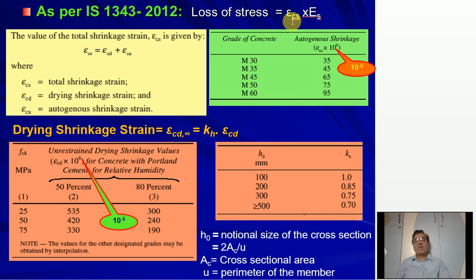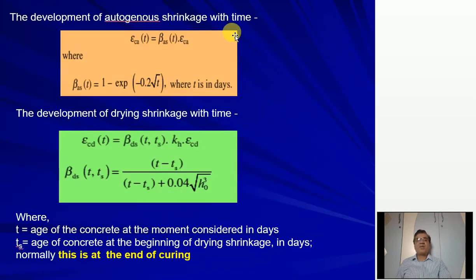Now if you want to calculate the exact value of shrinkage strain with time, you have to introduce the term t. So epsilon Ca, this is autogeneous shrinkage, is a function of time, since the bracket t is given. So that is beta as of t into epsilon Ca. Now epsilon Ca that we can calculate from the previous table, and beta as of t, this is the new term, and for that this equation is given. So 1 minus exponential of minus 0.2 under root of t, where t is in days.